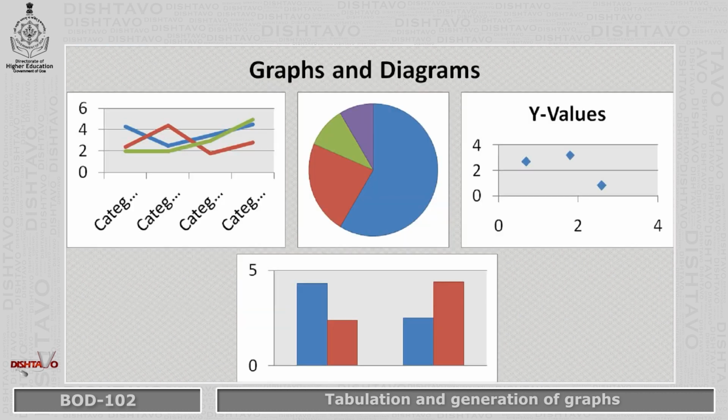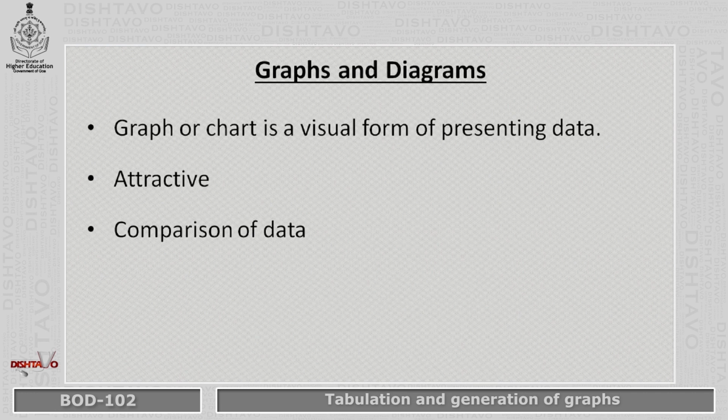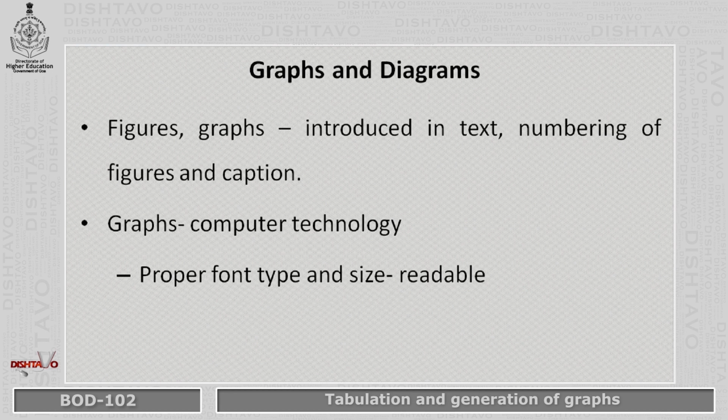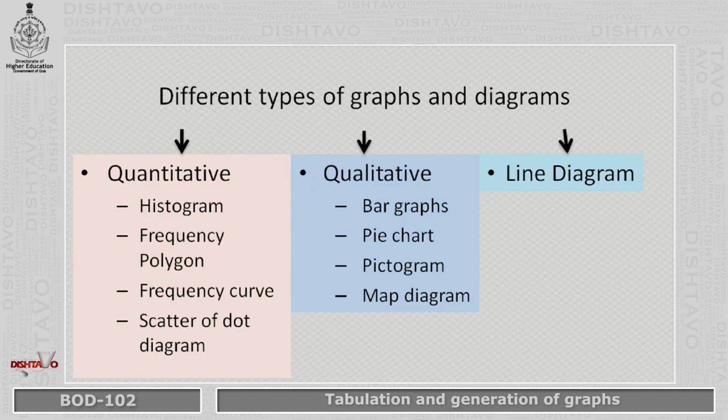Now let's see what are the different types of data presentation methods. Graphs and diagrams. Graph or a chart is a visual form of presenting data. It is attractive and it helps in comparison of the data. The figures and the graphs are introduced in the text, wherein numbering of figures and caption is included. The graphs can be generated through computer technology, and proper font type and size should be used, and it should be readable. The different types of graphs and diagrams are as follows.